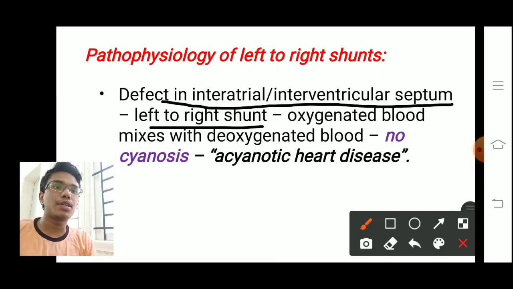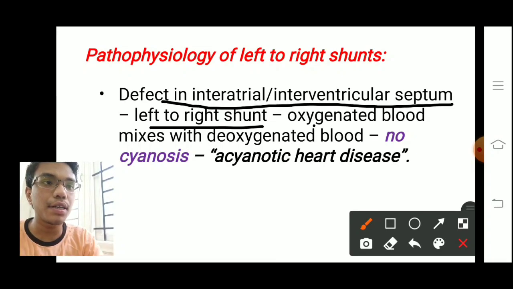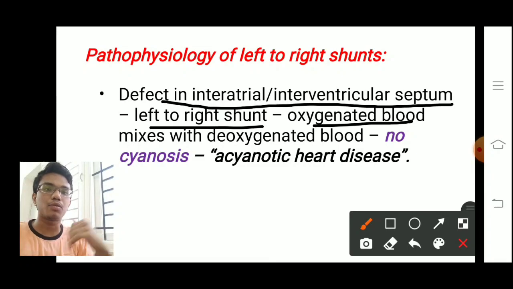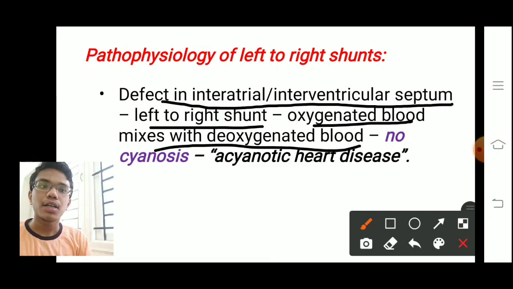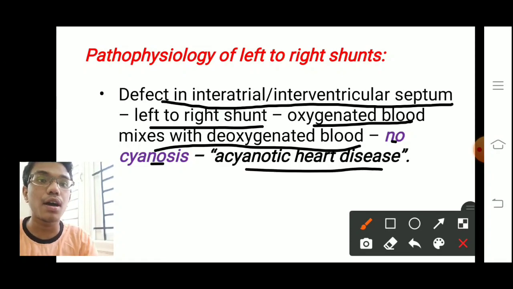Now this left to right shunt will cause the oxygenated blood to flow from the left atrium to the right atrium, and it mixes with the deoxygenated blood, and again it passes to the lungs, gets oxygenated, and some amount will be transferred to the circulation of the body. So there will be no cyanosis. So it's called acyanotic heart disease.